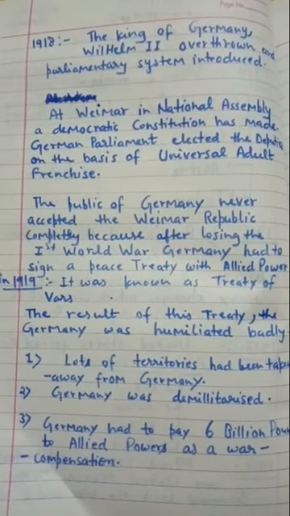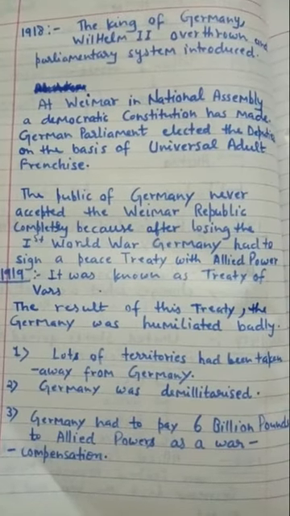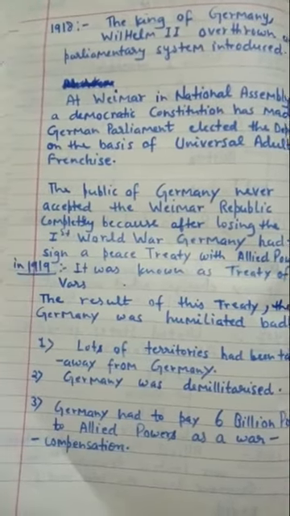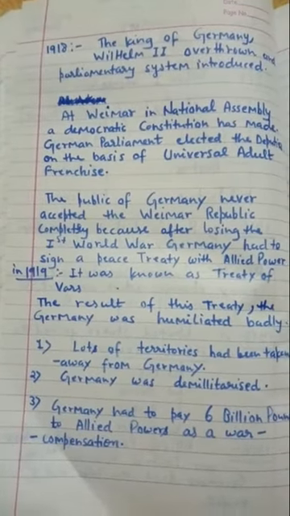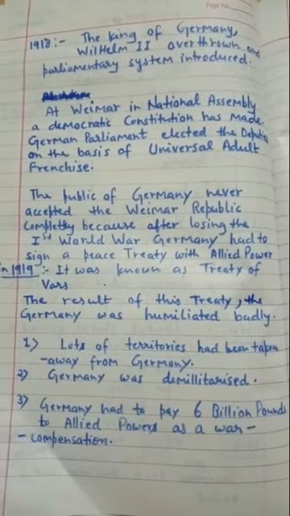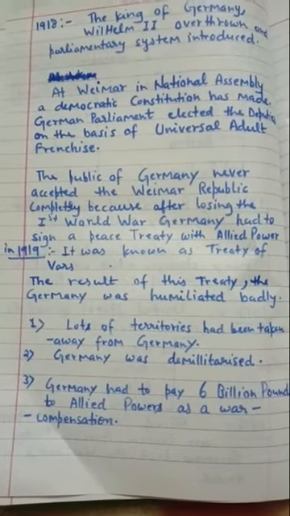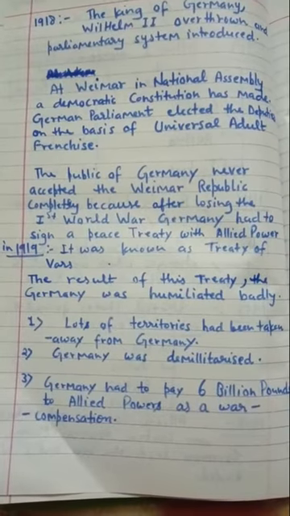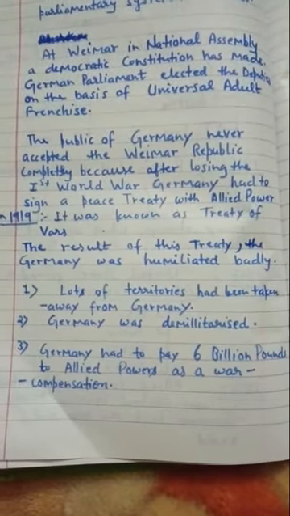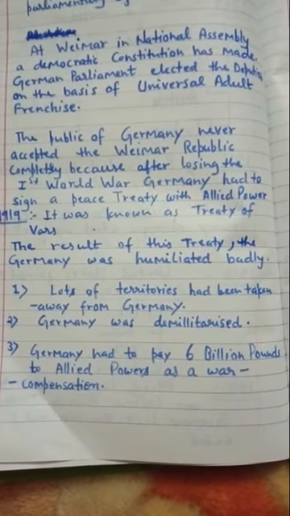Now, the public of Germany never accepted the Weimar Republic completely, because after losing the First World War, Germany had to sign a peace treaty with the Allied powers, which was signed in 1919. But it was a very harsh treaty. Germany had to compromise in many aspects. Under the Treaty of Versailles, Germany was humiliated badly, as lots of territory was taken away from Germany.